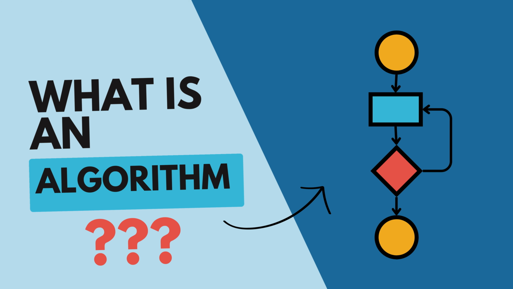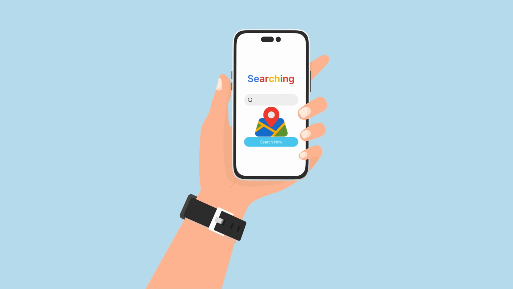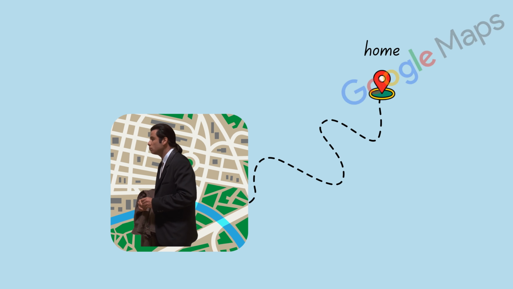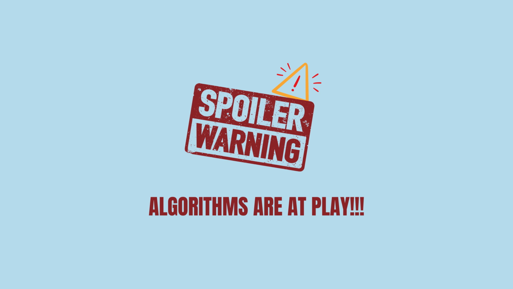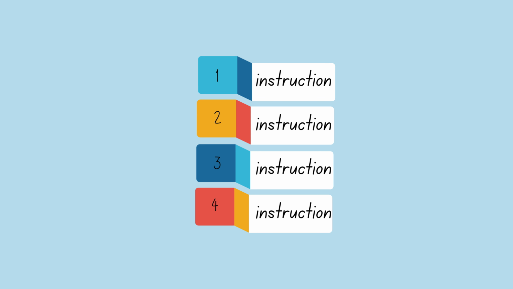In this video, we want to talk about what is an algorithm. Ever wondered how Google Maps knows the fastest route, or how YouTube mysteriously predicts videos that feel like they have peeked into your thoughts? Want to know more? Let's jump right in. Let us start with a simple definition of an algorithm.